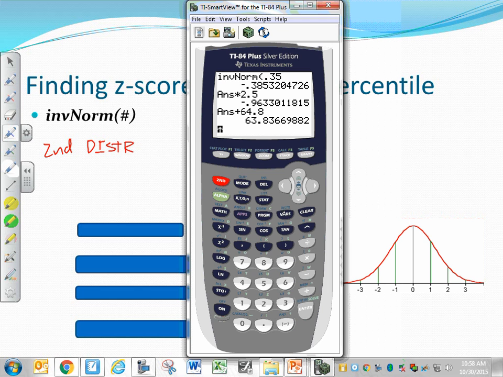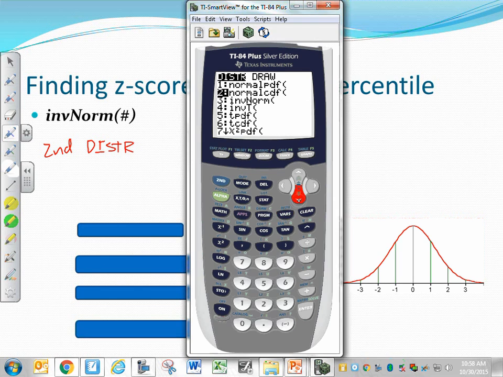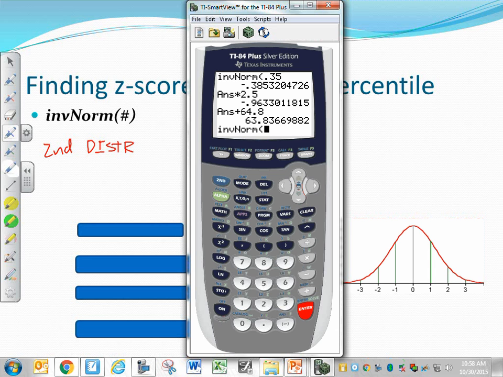Second DISTR, inverse norm. Now, on my calculator, just go straight here. On your calculator, the screen pops up, and the screen says area, and then it's got a mu, it's got a sigma, then paste. Keep mu and sigma at 0 and 1.